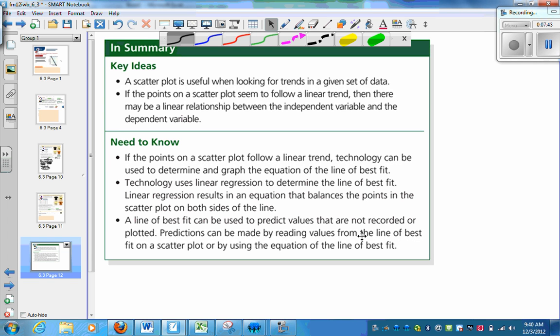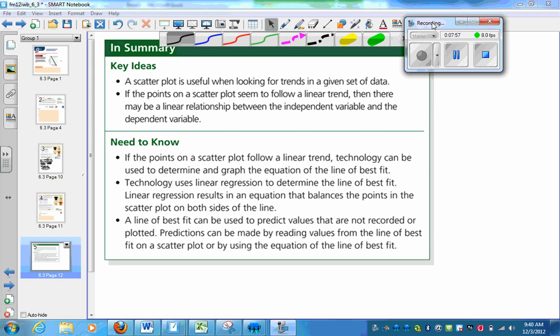Here's a little side note. If you're in physics and you're plotting data and you need to do a line of best fit, plot it on Excel and get your line of best fit, and you will impress your physics teacher very much. Or maybe they've taught you that already.